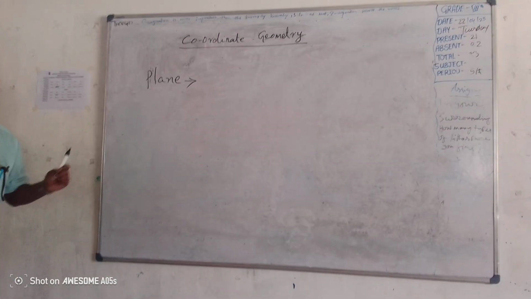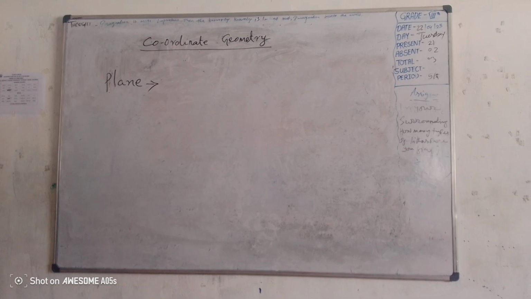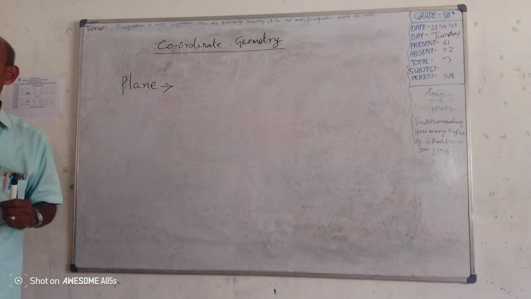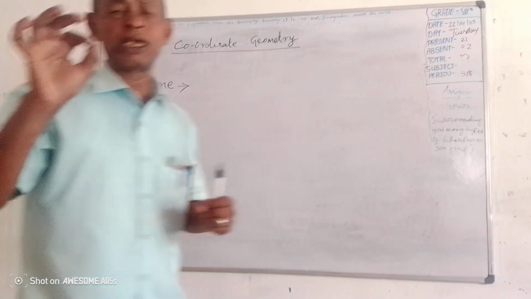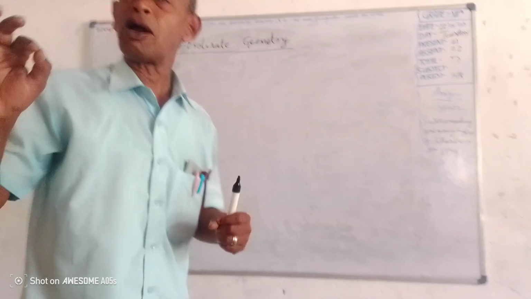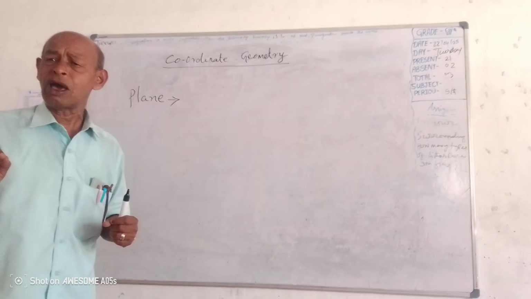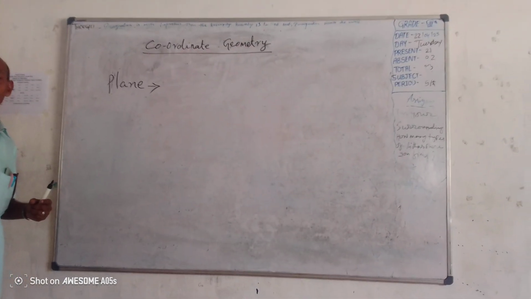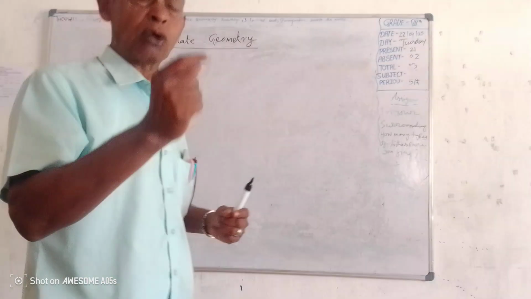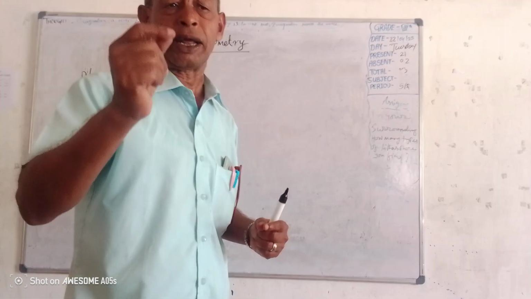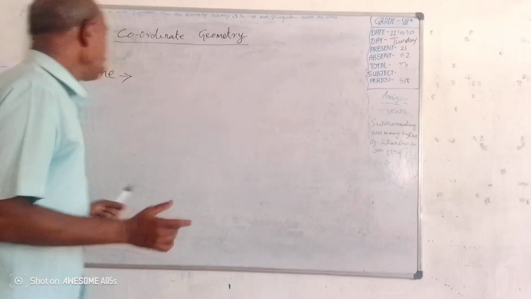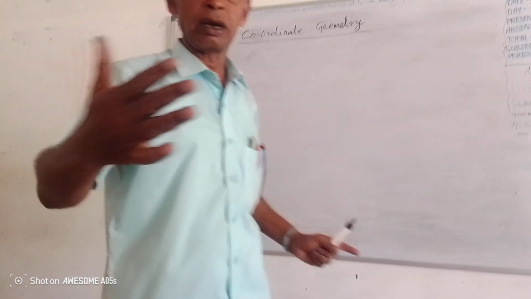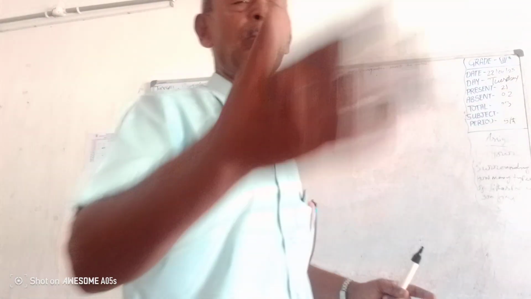So actually in coordinate geometry we can locate, we can mark, we can draw the position of a point, or we can locate a straight line or any figure. So first we will discuss how to locate a point in the coordinate plane. In order to locate the points, first we divide the plane into 4 quadrants.